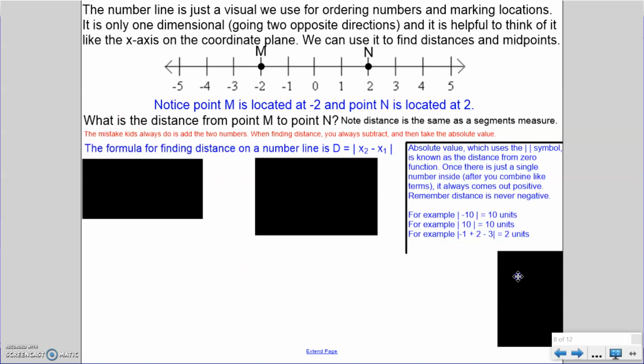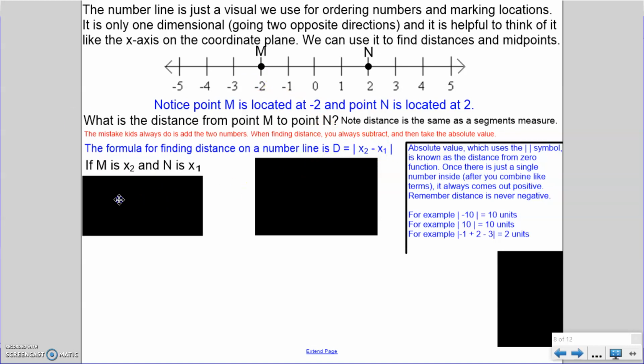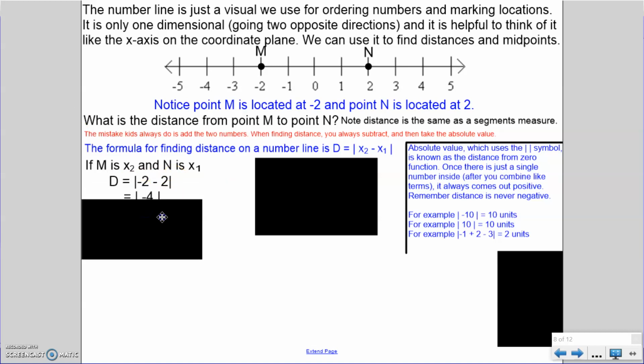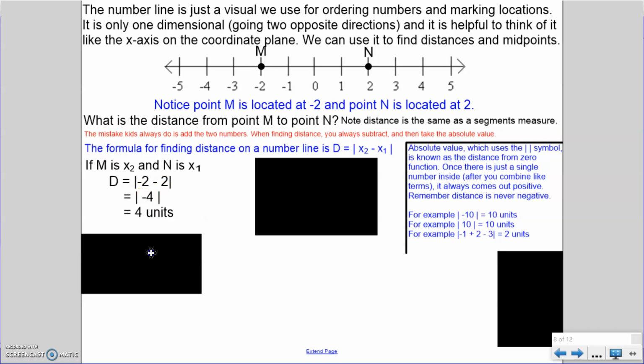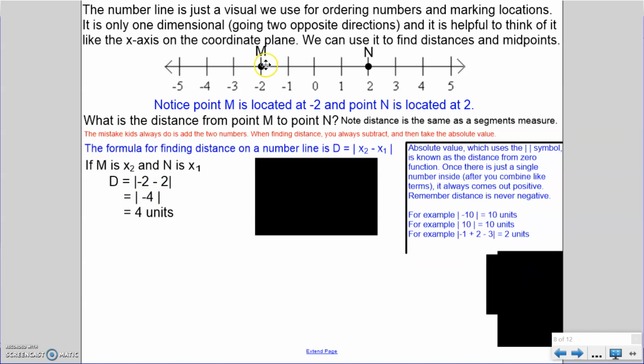Alright, the formula for finding the distance on a number line is distance equals the absolute value of x2 minus x1. Just get the two numbers and subtract them. And it does not matter the order. So for example, say m is x2 and n is x1. Here's the formula. -2 minus 2 is -4. Once it's a single number, it comes out positive. So it's 4 spaces from m to n.